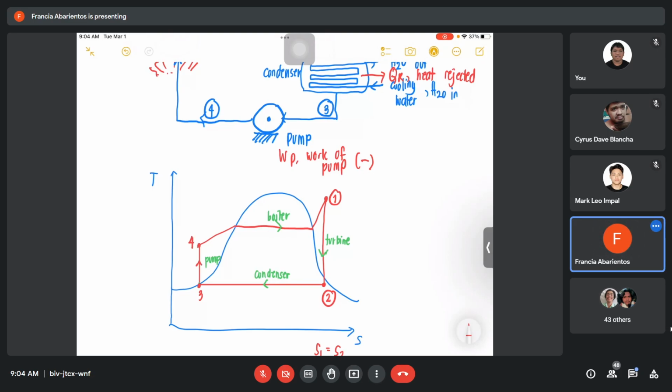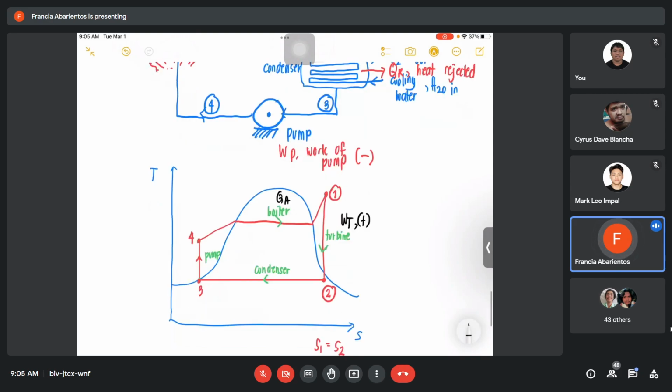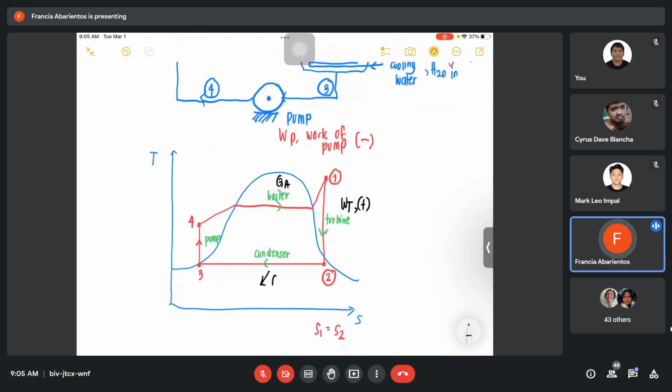Okay? Anong nangyayari sa boiler natin? Automatically, heat is added. Ibang color lagay natin. Black. In the boiler class, heat is added, QA. And dito class, from process 1 to 2. Sa turbina natin, meron ditong work ng turbina, wherein that is a positive work. And we have also sa condenser, yung heat natin is rejected, QR, dito, heat added. Okay? Pag rejected, automatically, minus ka, pag heat added, positive yan.